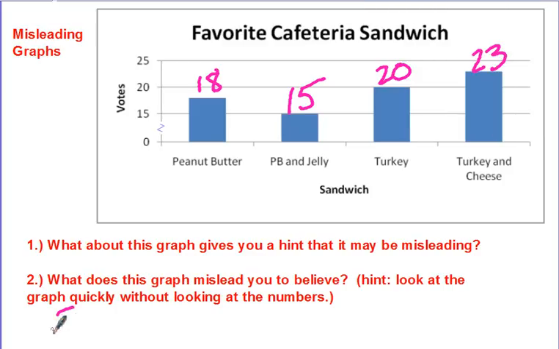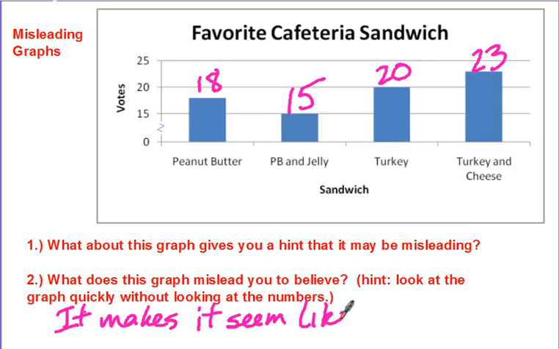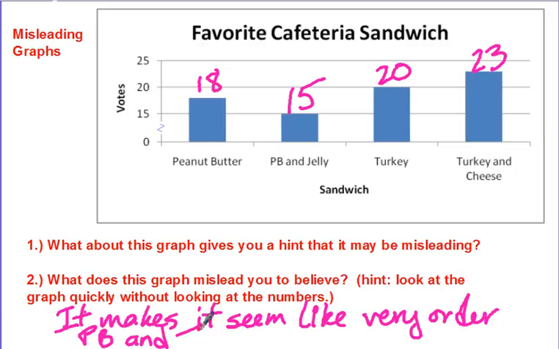So it makes, you would say it makes it look like it seemed like no one, like very few order P, B, and J. You could say something like, it looks like only half as many order peanut butter and jelly than turkey, or you could say, it looks like very few order P, B, and J compared to turkey and cheese. All of those would be fine.